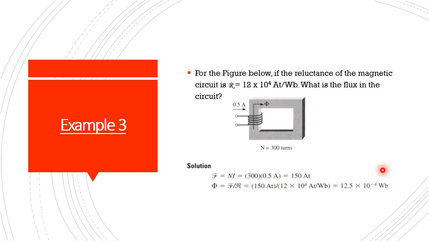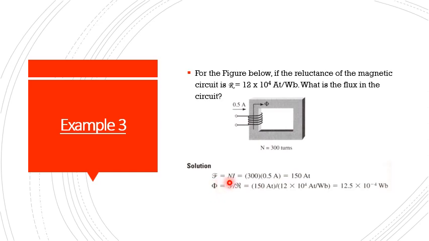Okay, now we see example 3. For this figure, we show a conductor wound around the core, and the number of turns is about 300 turns. The current injected through this coil is 0.5 amp. The reluctance of this magnetic circuit is 12 times 10 power 4 ampere turn per Weber. So find the flux in the circuit. So this is the solution.